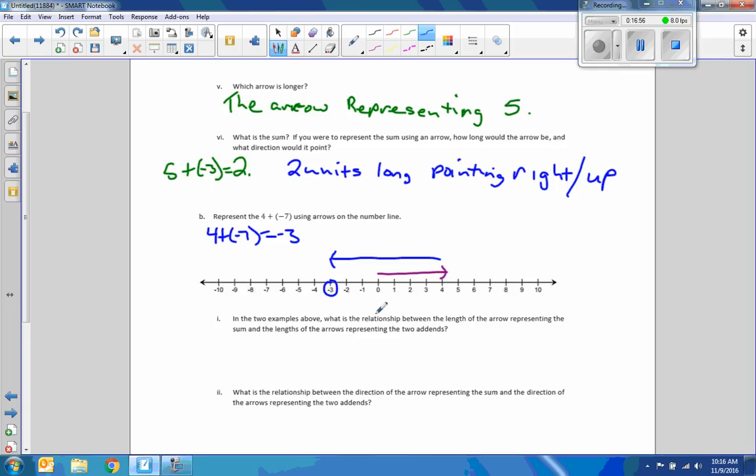In the 2 examples above, what is the relationship between the length of the arrow representing the sum and the length of the arrows representing the 2 addends? Now my sum arrow would start at 0 and go to the left 3 units. If you look at this, the sum arrow, the red arrow, and the positive 4 total the length of the negative direction arrow. And the direction that the sum arrow is pointing is the same as the longer arrow.